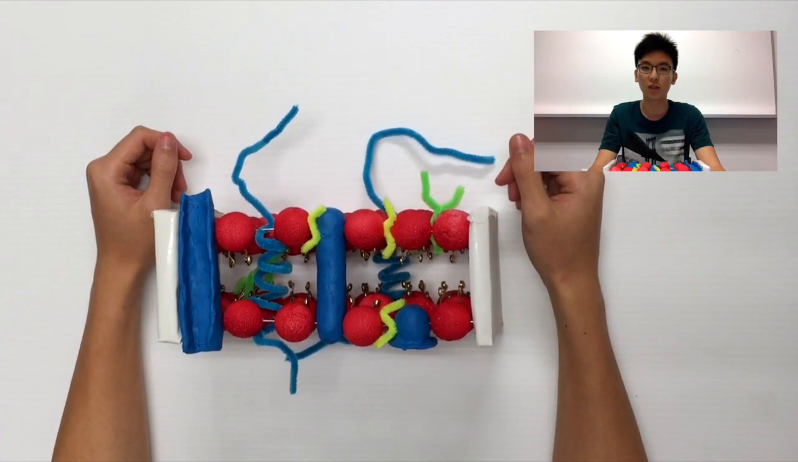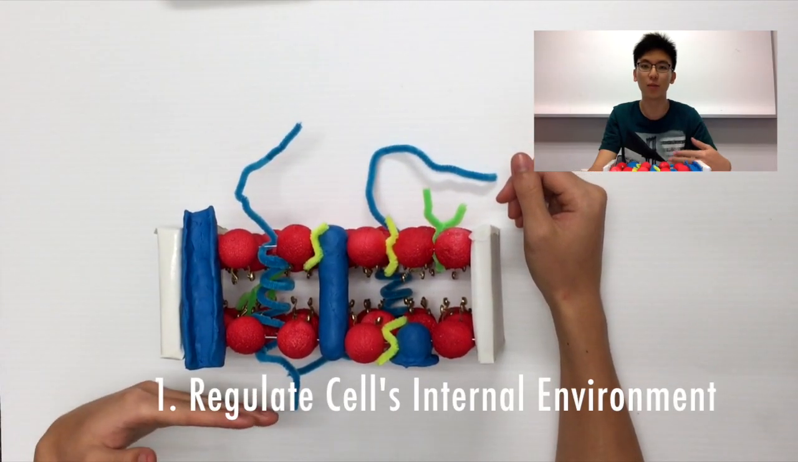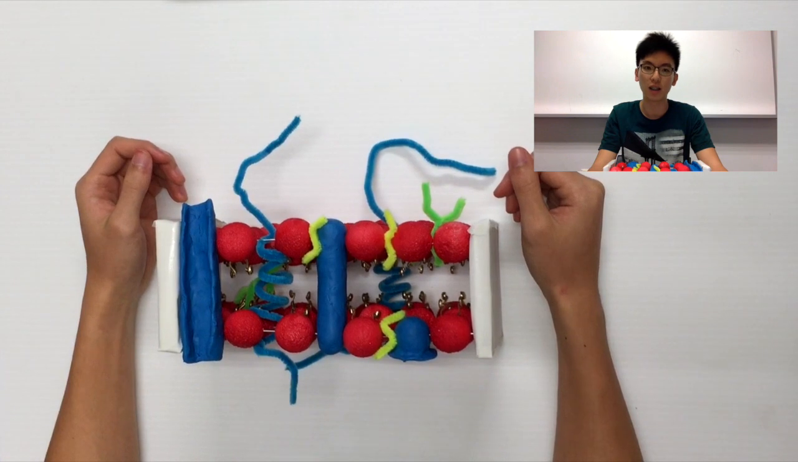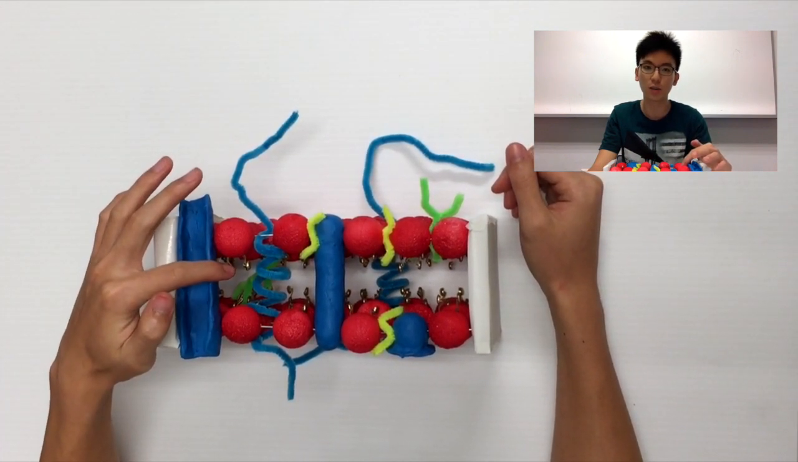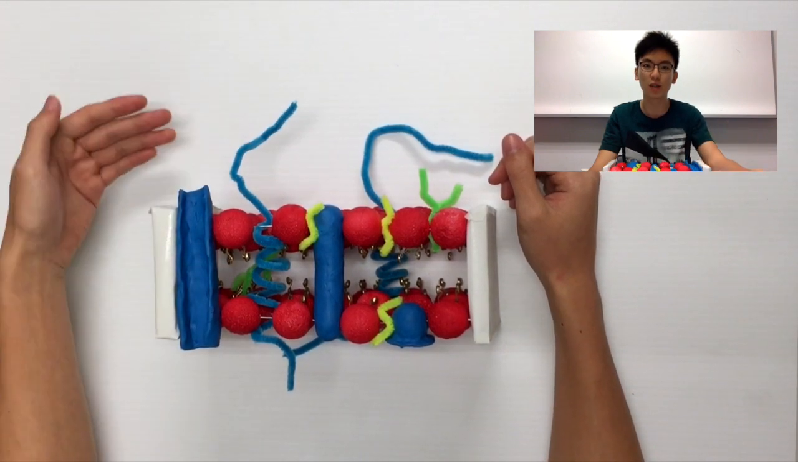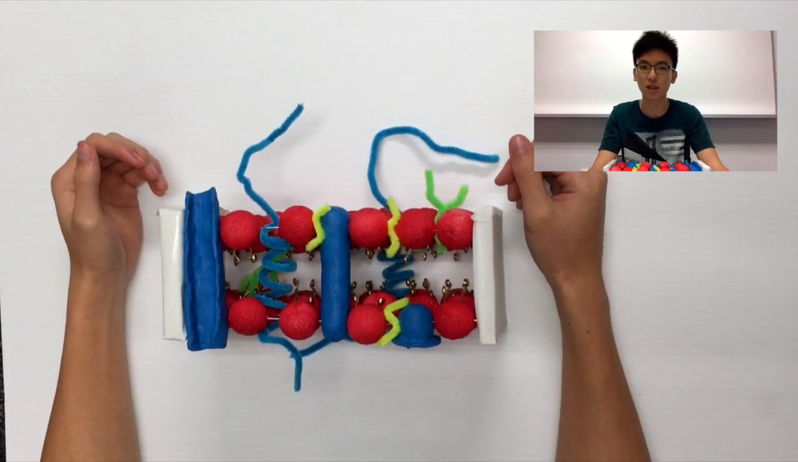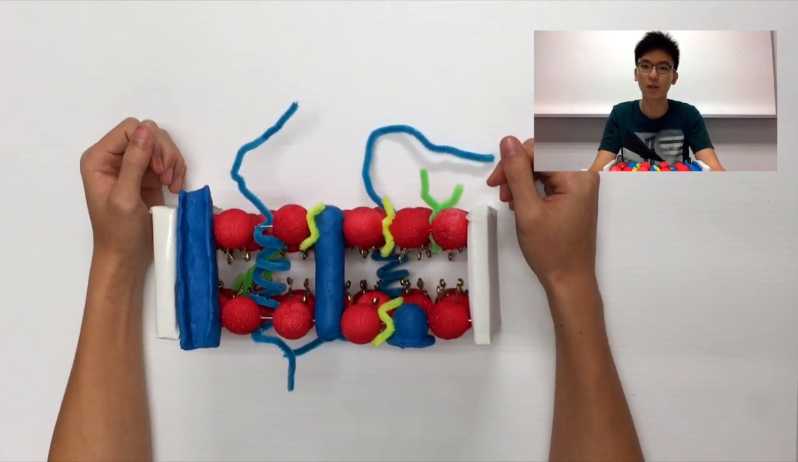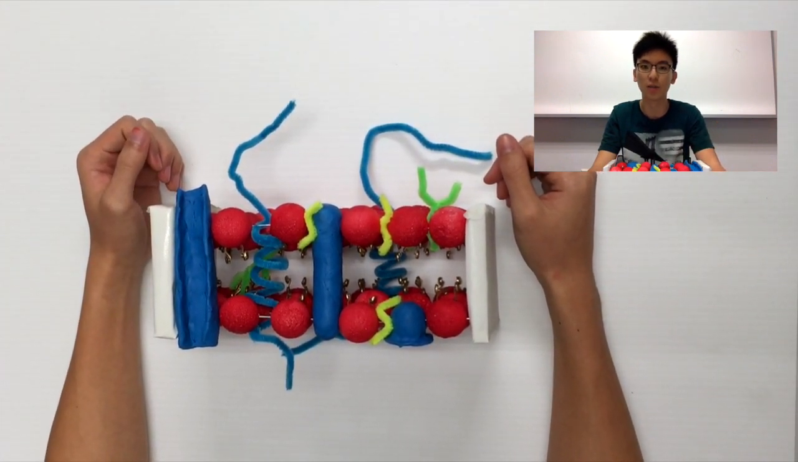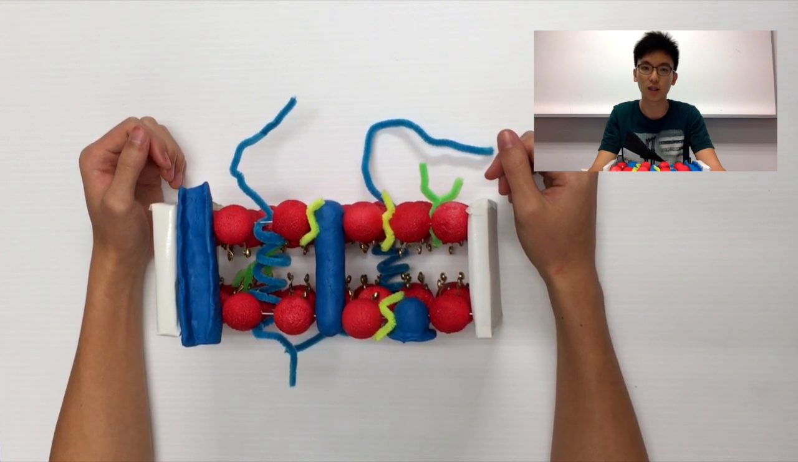Firstly, its function is to regulate the cell's internal environment. The phospholipid bilayer is arranged with all their hydrophobic tails pointing toward the center of the two layers to prevent most water-soluble molecules such as sugars and salts from entering. This allows the cell to regulate salt concentrations and pH, which are very important for normal cell functioning.